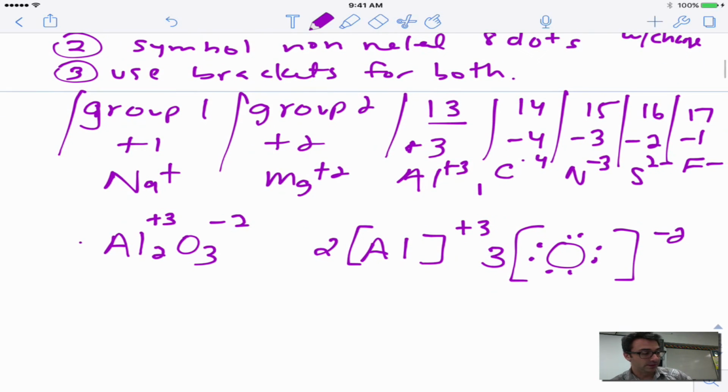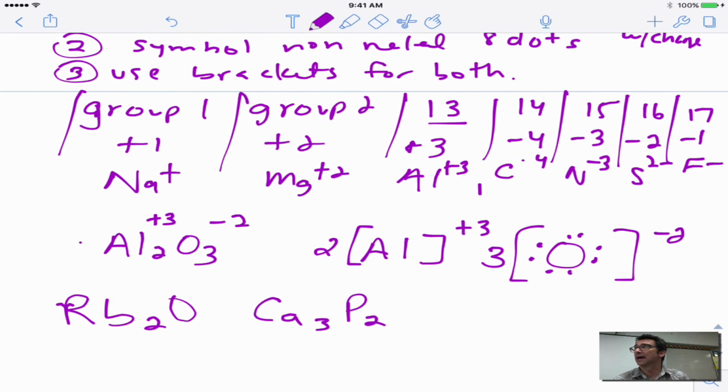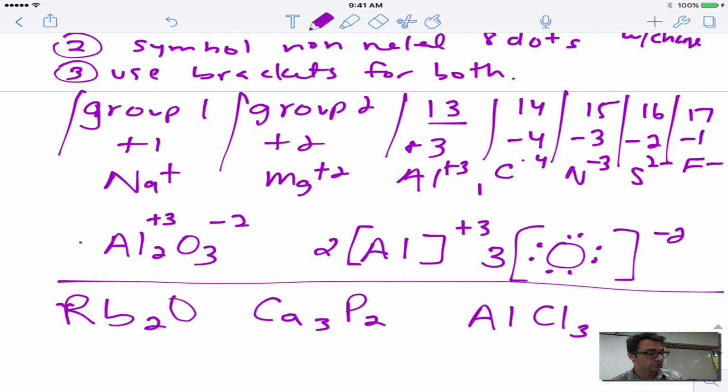So try a couple of them. Why don't you try something like rubidium, oops, it should be an R, rubidium oxide. Let's try calcium phosphide. And let's try something like aluminum chloride. So try these 3. I want you to draw the Lewis structures for each of them. Show the brackets, the charges, the numbers.